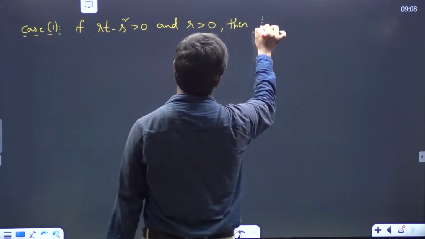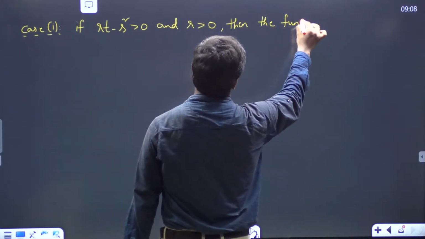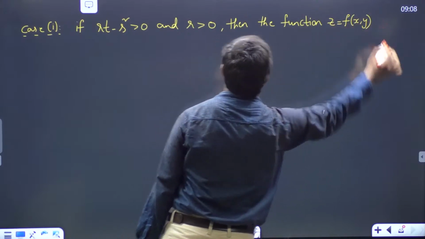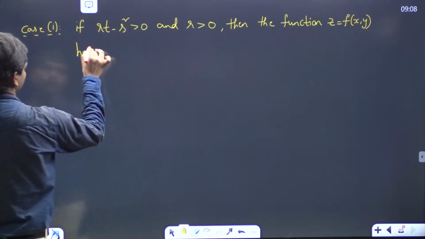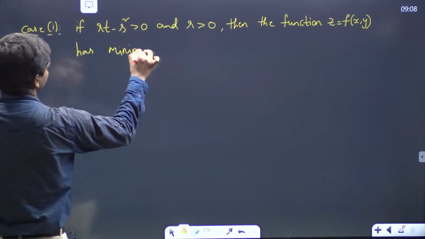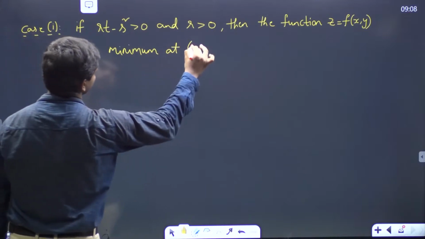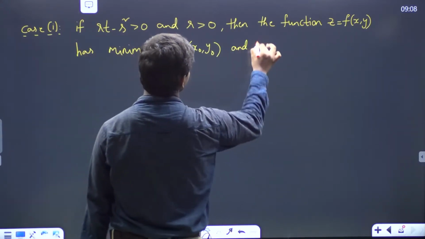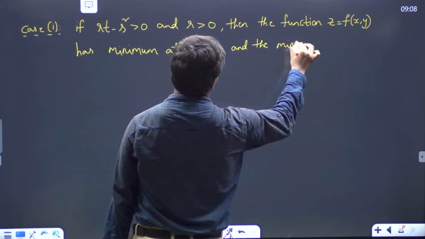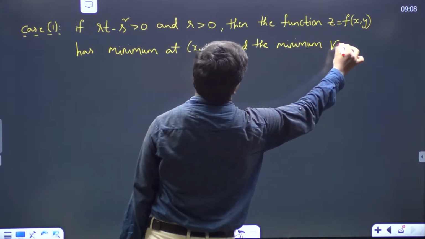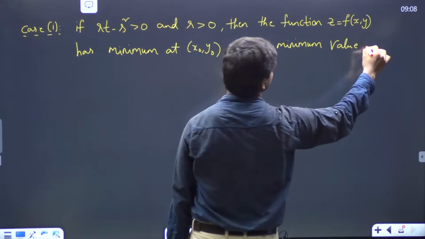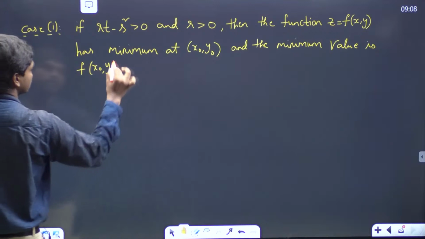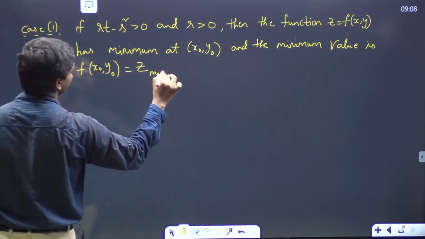then the function z is equal to f of x comma y has minimum at x0, y0. And what about the minimum value? And the minimum value is f of x0, y0, which is basically z minimum.